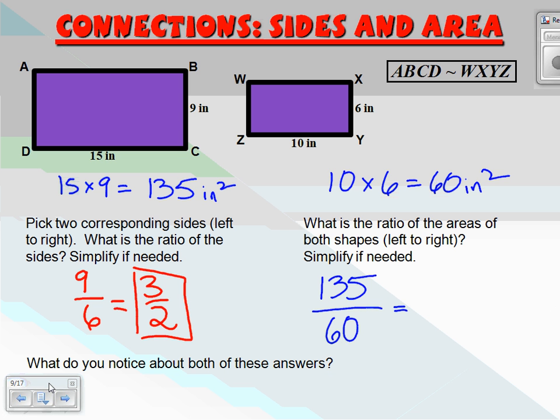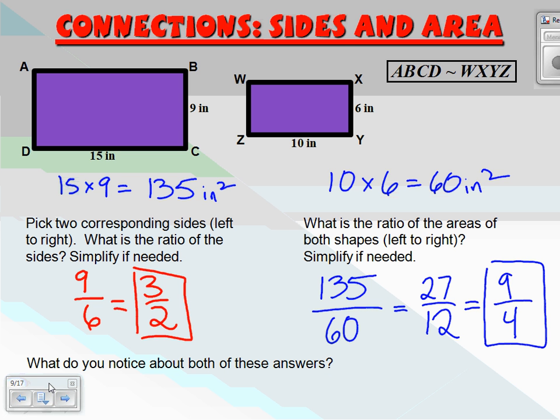Let's simplify this. I think the biggest number off the top of my head that goes into both of these numbers is 5. 135 divided by 5 is 27. 60 divided by 5 is 12. Can that still be simplified? Yes, it can. I think 3 goes into both 27 and 12. 27 divided by 3 is 9. 12 divided by 3 is 4. I think that's the answer.